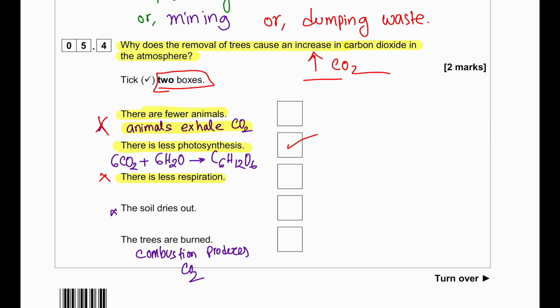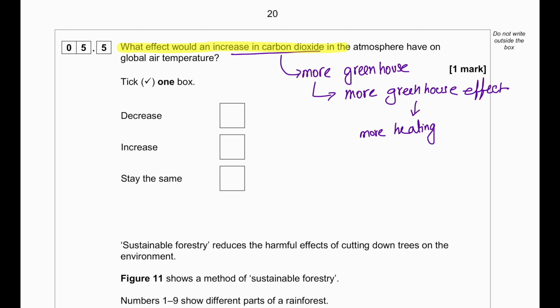The soil dries out. Drying out soil means it will kill plants. However, it is not directly related to the increase in carbon dioxide concentration. The trees are burned. Combustion produces carbon dioxide. So this will be the correct statement. What effect would an increase in carbon dioxide in the atmosphere have on the global air temperature?